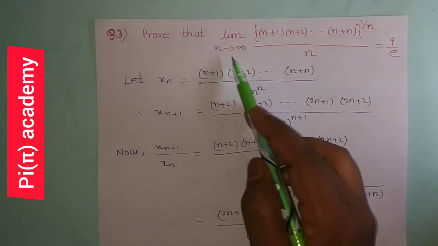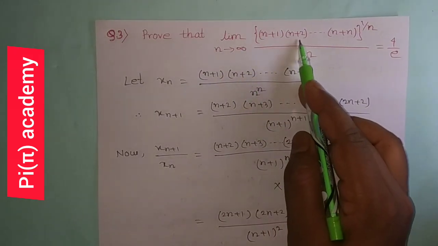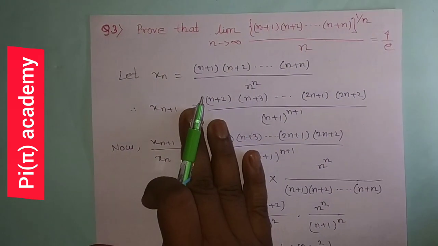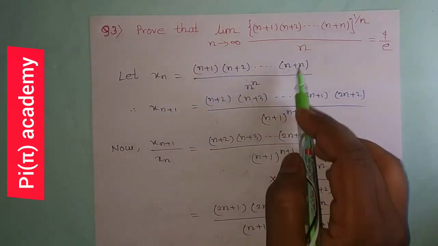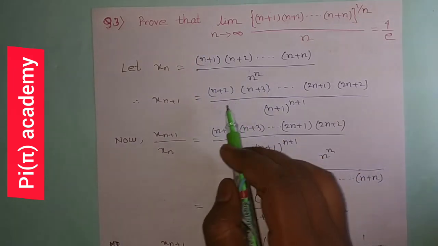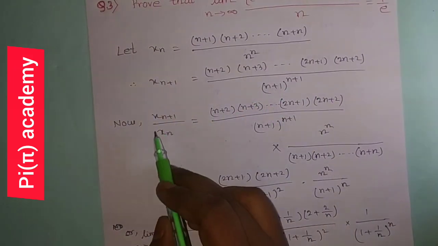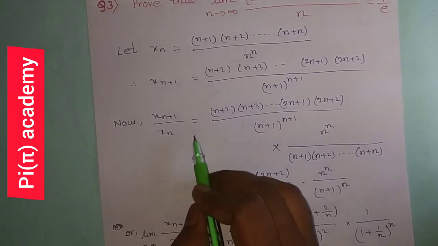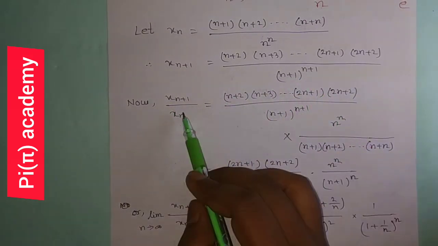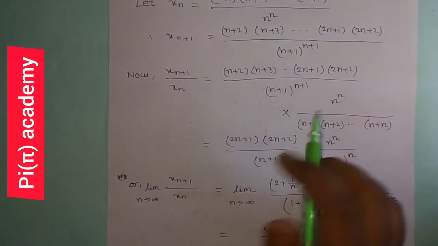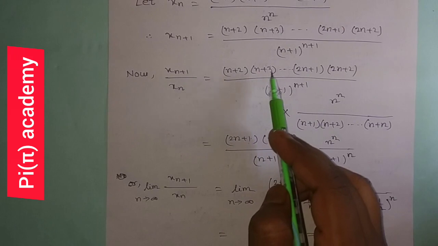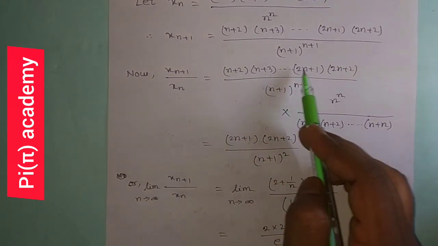Prove that limit n tends to infinity of ((n plus 1)(n plus 2) dot dot dot (n plus n)) whole to the power 1 by n divided by n equals 4 by e. Let x_n equal this. Therefore x_(n+1), we put n plus 1 in place of n, and then we get this. Now x_(n+1) divided by x_n, the value of x_(n+1) is this, and x_n is this. Therefore calculating this we get 2n plus 1, 2n plus 2, because n plus 2, n plus 3 and so on up to 2n, 2n plus 1, 2n plus 2.